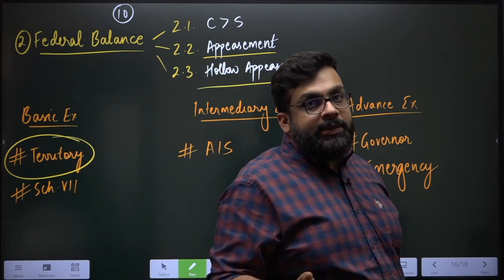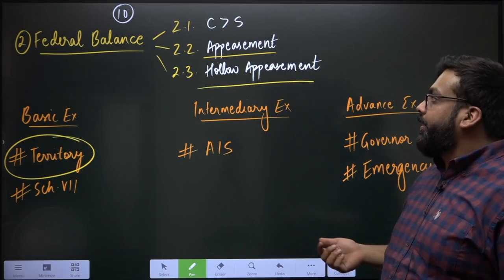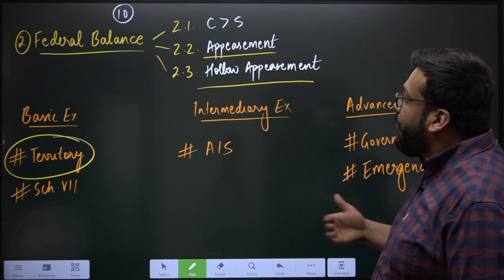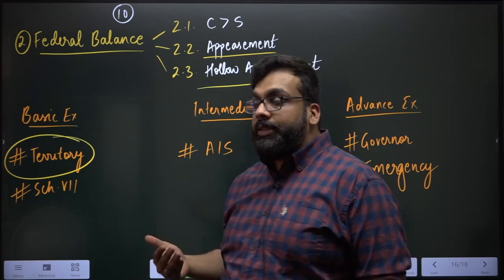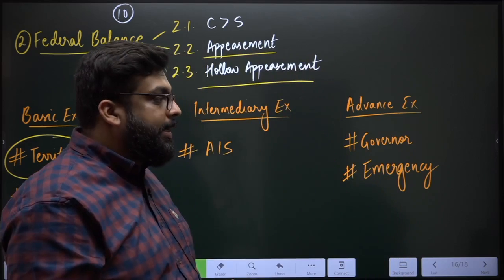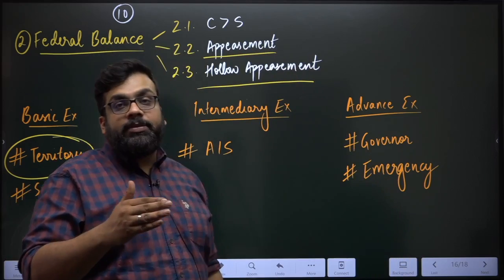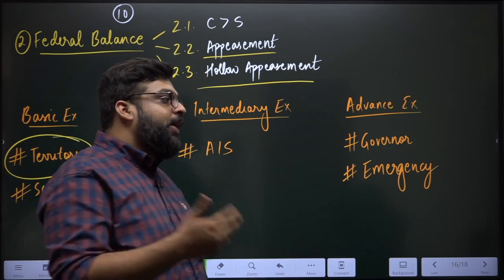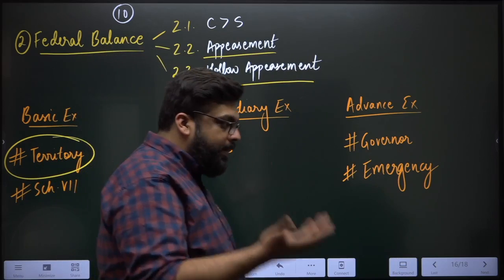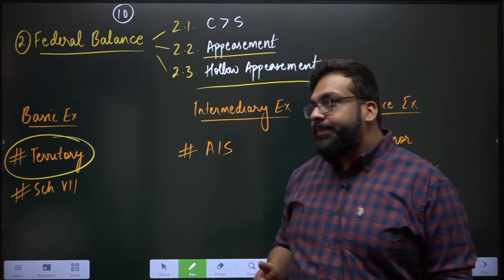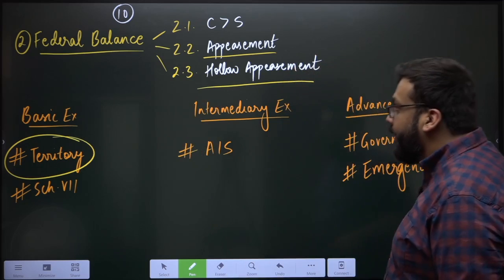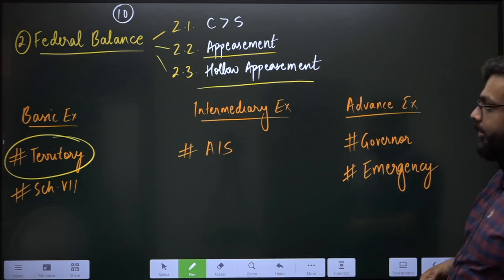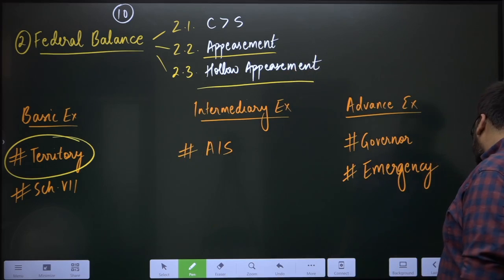Either of the houses can approve or disapprove of it. No consultation is needed, though the governor can recommend a state emergency, but the governor is not bound by the advice of the Council of Ministers to impose a state emergency or to recommend to the president to impose a state emergency. Federal balance.